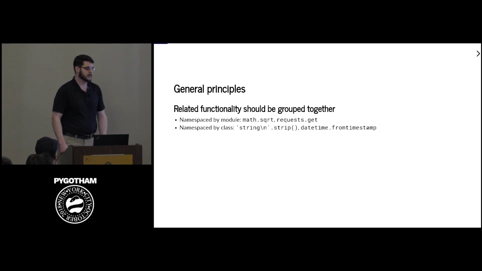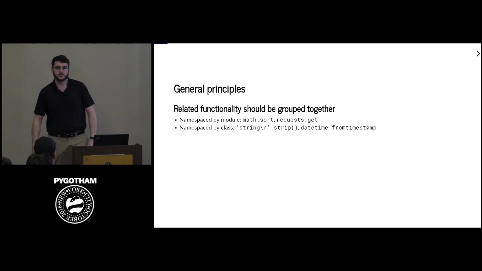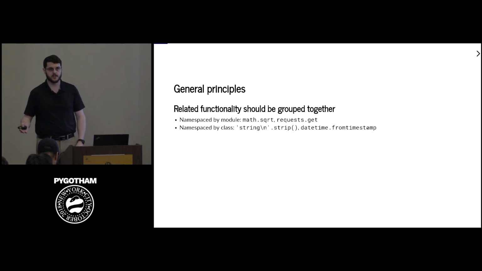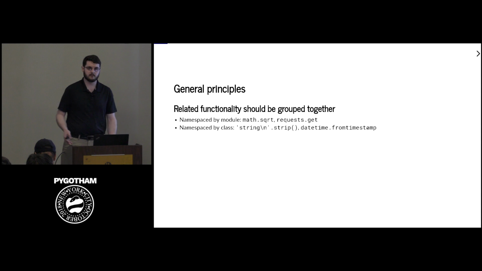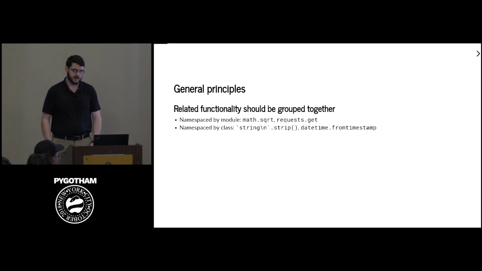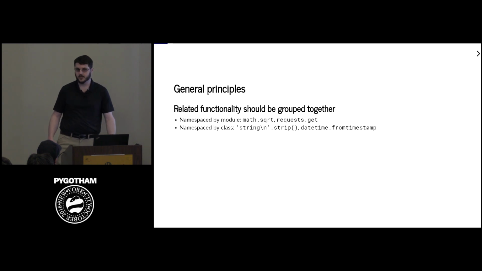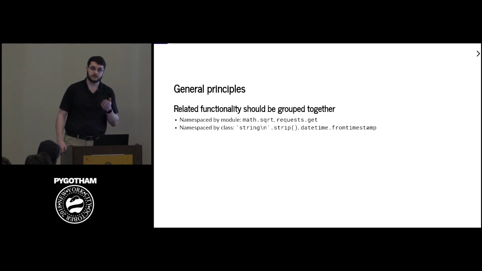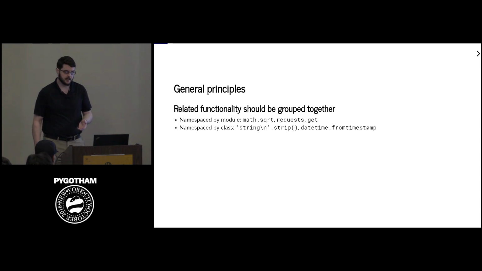These are a couple of general principles that are going to come up in the talk. The first one is that related functionality should be grouped together. So you can namespace your functions by module, like the square root function is not just a regular built-in. It could be, you wouldn't misinterpret it, but it's in the math module instead. There's also the get function in requests. Get is far too broad of a name for any sort of function, but if you look at it in the context of this is requests, it actually makes a lot more sense.